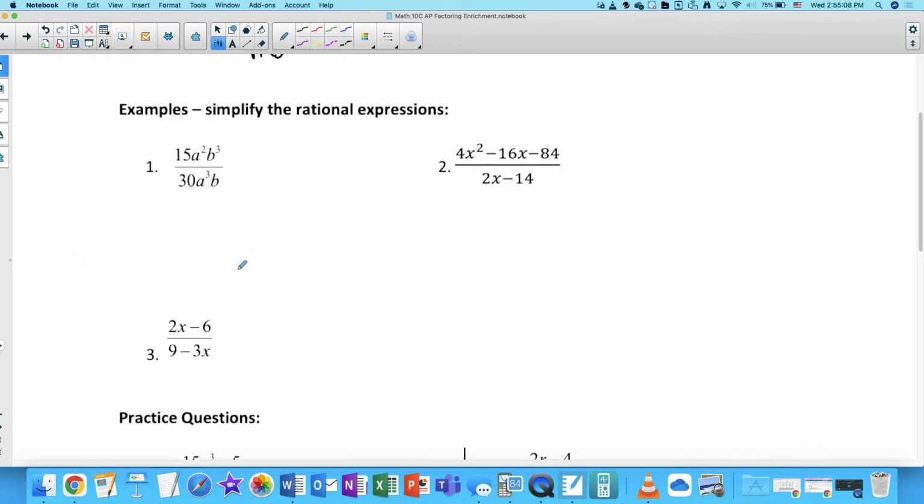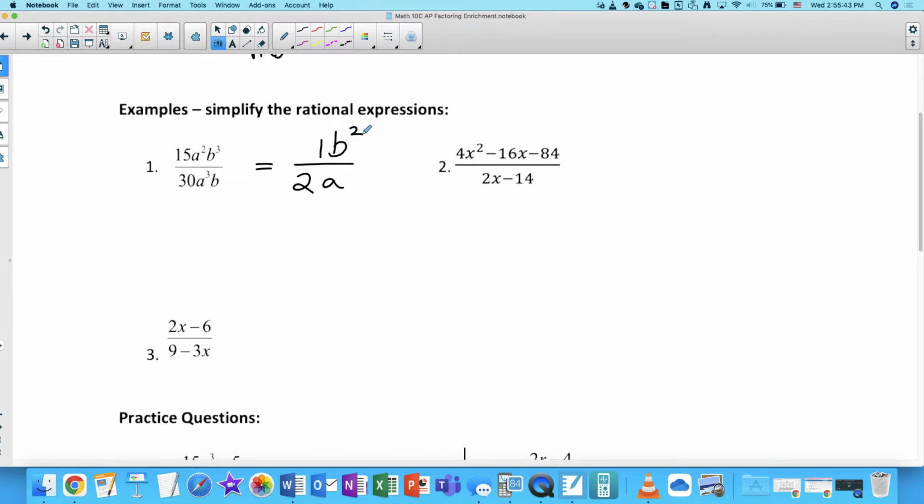all we have really here is a monomial over a monomial. So although this is a rational expression, it's a very simple one. When you just have a monomial over a monomial, you can really just apply your exponent laws to simplify it. Okay? So you could think, okay, well, 15 over 30 is 1 over 2. And then a squared over a cubed. So two of them will cancel, and there's 1 left in the denominator. And b cubed over b, one of them will cancel, and there'll be 2 left in the numerator.